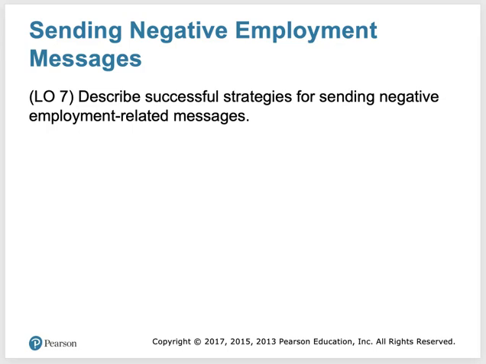Finally, learning objective number 7: describe successful strategies for sending negative employee-related messages. As a manager, you're going to have to convey bad news about individual employees from time to time. You can use the direct approach when writing to job applicants or sending a negative reference to a prospective employer, but it's best to use the indirect approach when giving negative performance reviews to employees themselves. And the main reason for this is that they are most certainly going to be emotionally involved in any negative feedback that you give to them.